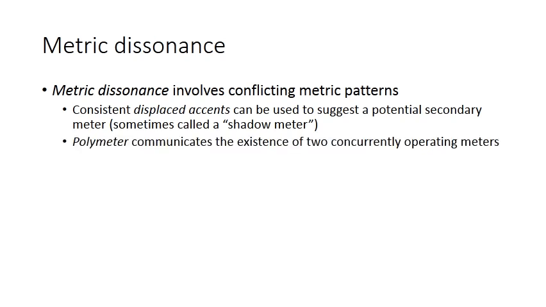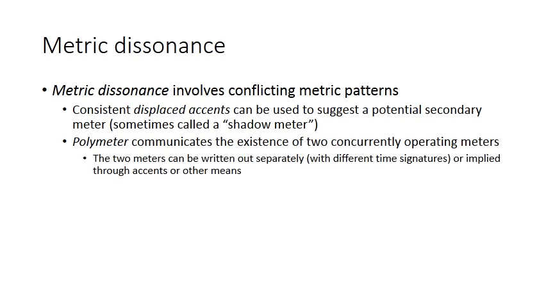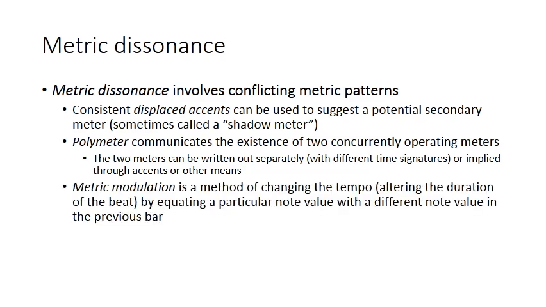Polymeter then suggests that there are two concurrently operating meters. So we have two metric patterns coexisting. They can be written out separately. There can be two voices with two different time signatures. Or this polymeter can be applied again through accent patterns or some other means. So we feel two voices moving in two different meters at the same time, polymeter.